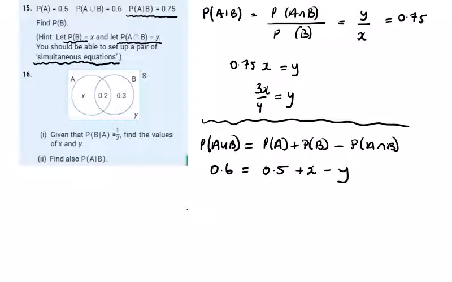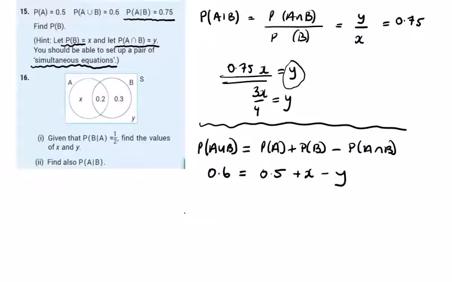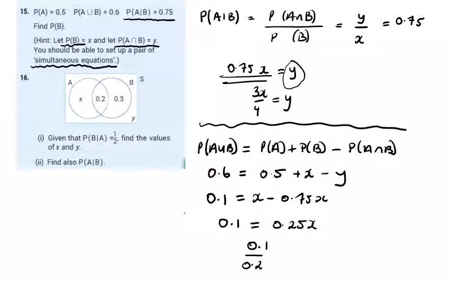So we just need X in terms of Y, or Y in terms of X. We can replace this Y here with 0.75x, bring the 0.5 across. I'm going to get 0.1 is equal to X minus 0.75x. We're dealing with decimals here, so I'll leave it in decimals. 0.1 is equal to 0.25x. So 0.1 over 0.25 is equal to X, or 10 over 25, which will be 2 over 5, or 0.4. So that's X.